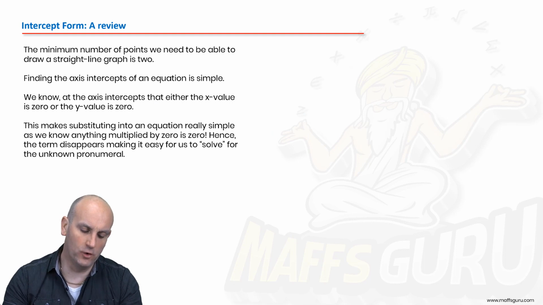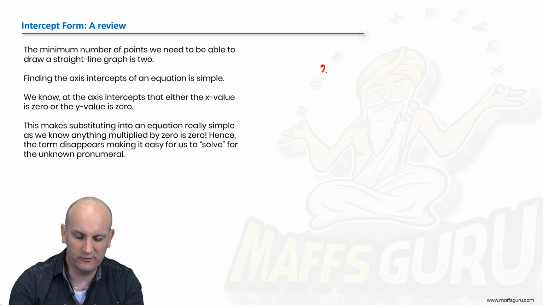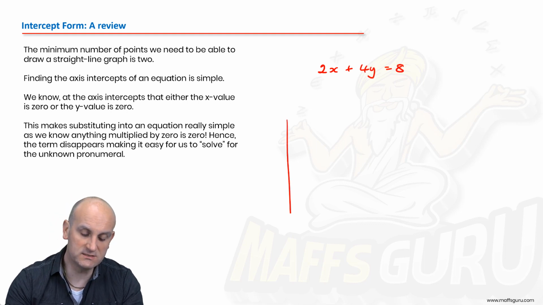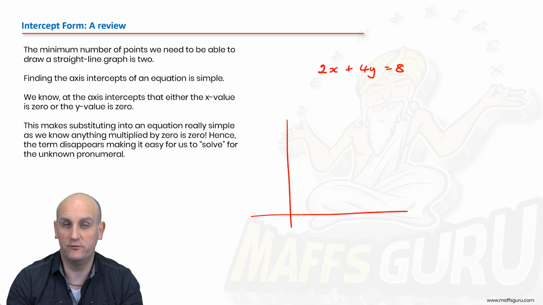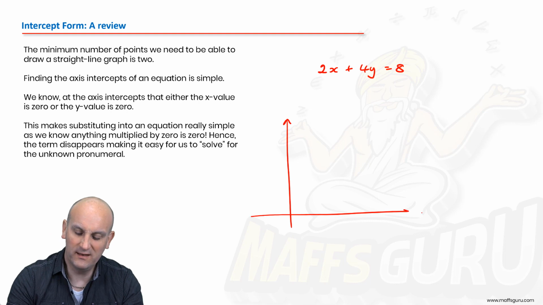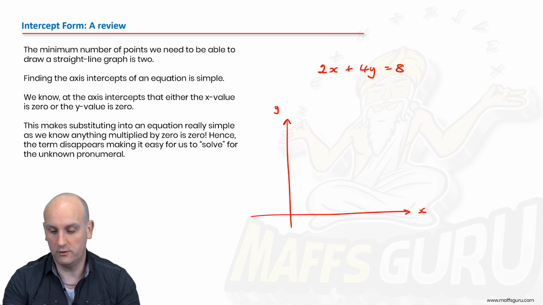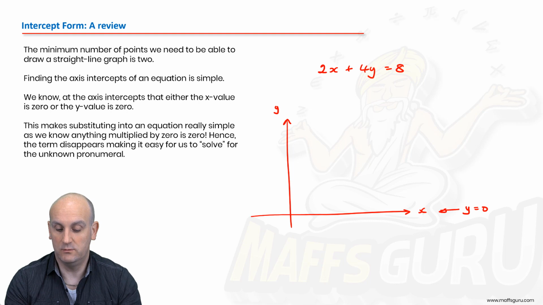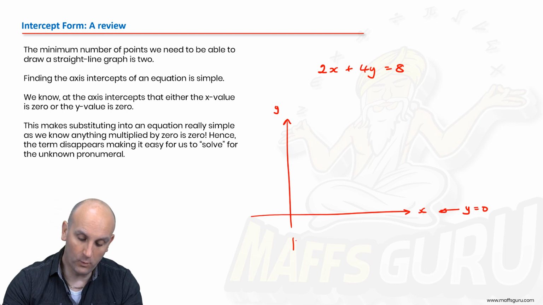So, intercept form. If I had something like 2x plus 4y is equal to 8, and I wanted to sketch that, at this moment in time I don't have it in a particularly nice format. I could try and rearrange it and get my gradient and my intercept, but that doesn't necessarily make things particularly easy. What I do know, building on from a previous video, is that all the points on the x-axis have a y value of 0, and all the points on the y-axis have an x value of 0.